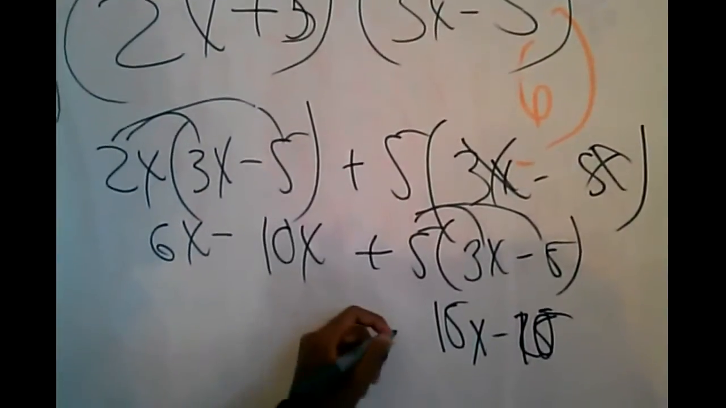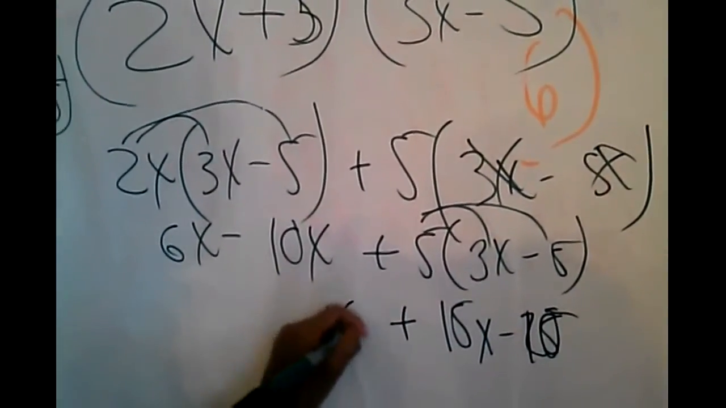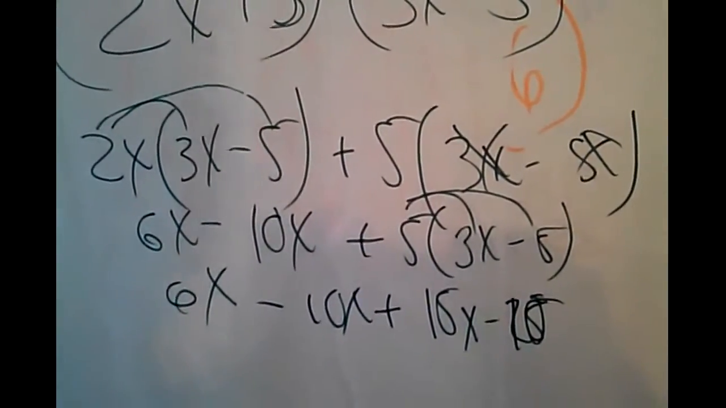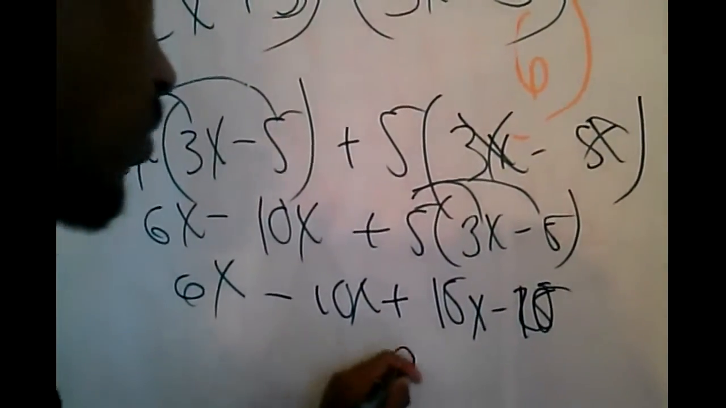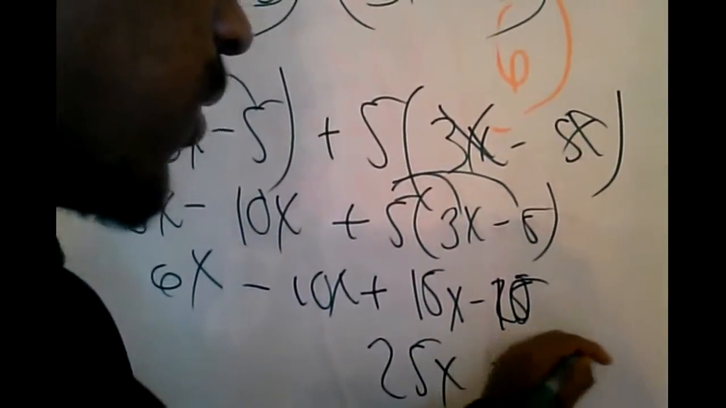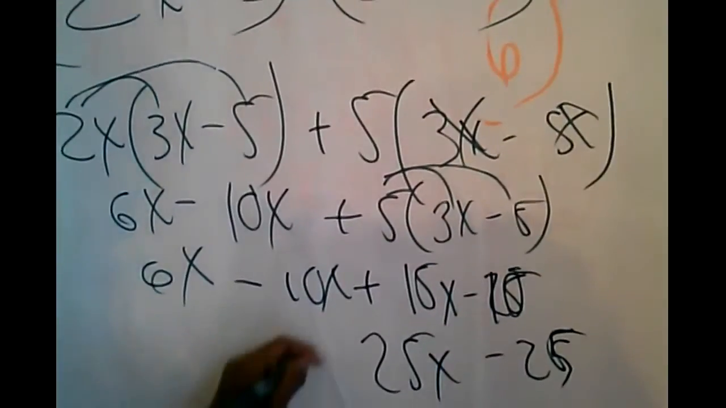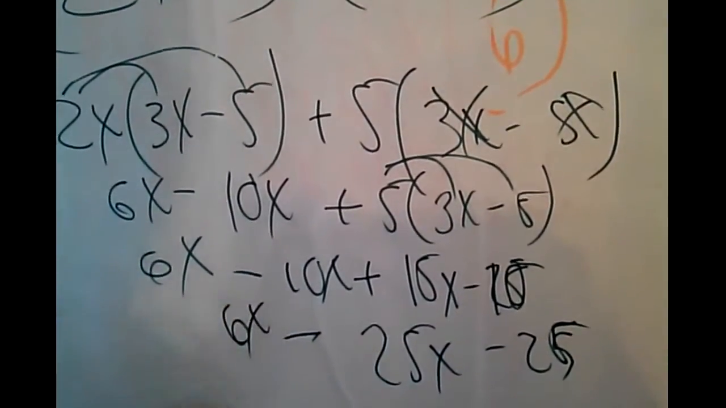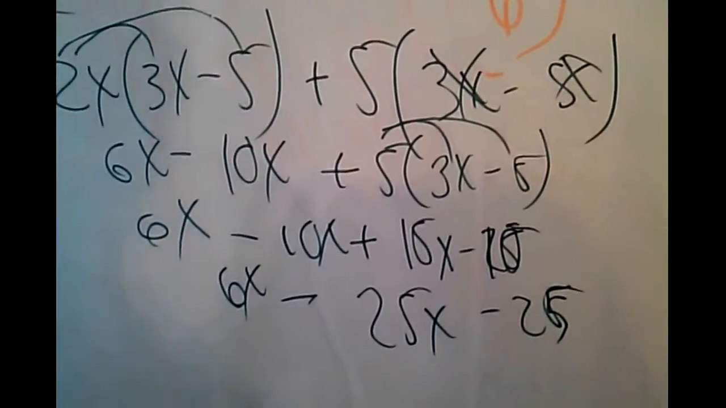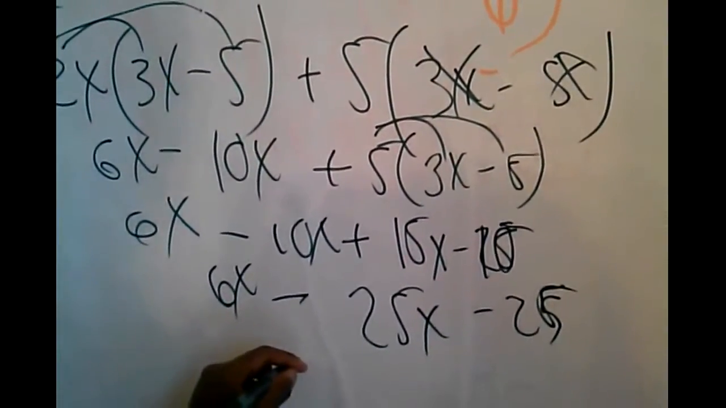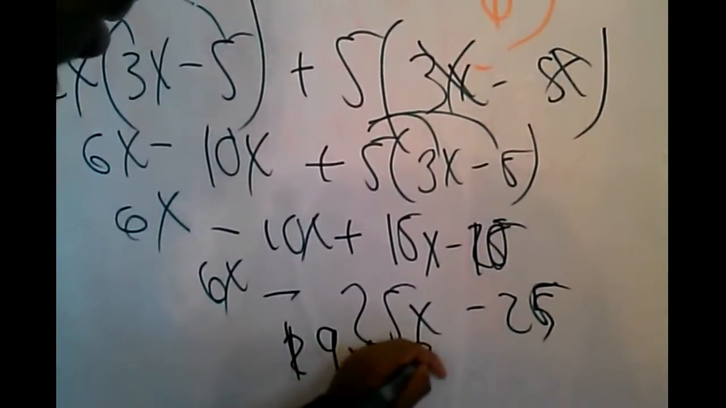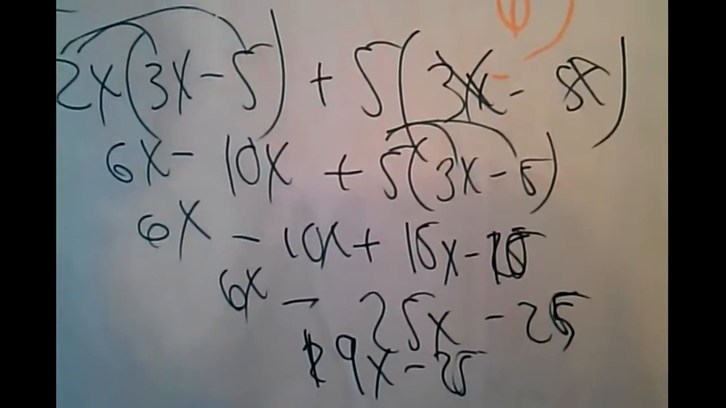Alright. Combine like terms. This is 25x minus 10x. 6 minus 25 is 19x minus 25. That's the answer.